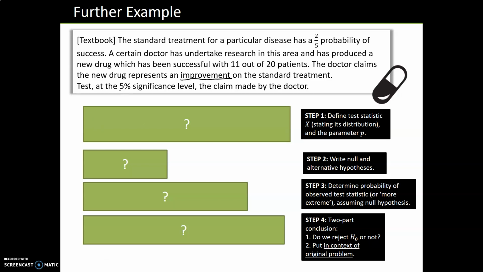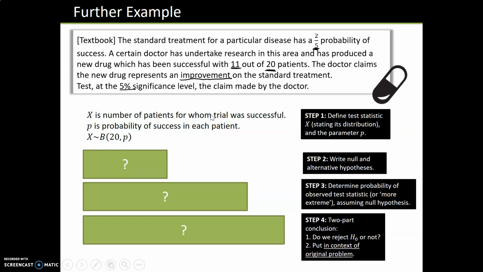Again, the key things here are the significance level, this probability, which is going to be your null hypothesis, this 11, which is your test statistic, and 20, which is the number of patients. So what's your test statistic? It's the number of patients where it's successful, p is the probability of success, and this is my distribution. What are my null and alternative hypotheses? Null hypothesis, nothing's changed, so H0 is p equals 2/5, and the alternative hypothesis is that it's improved. 2/5 is 0.4, often written as a decimal.